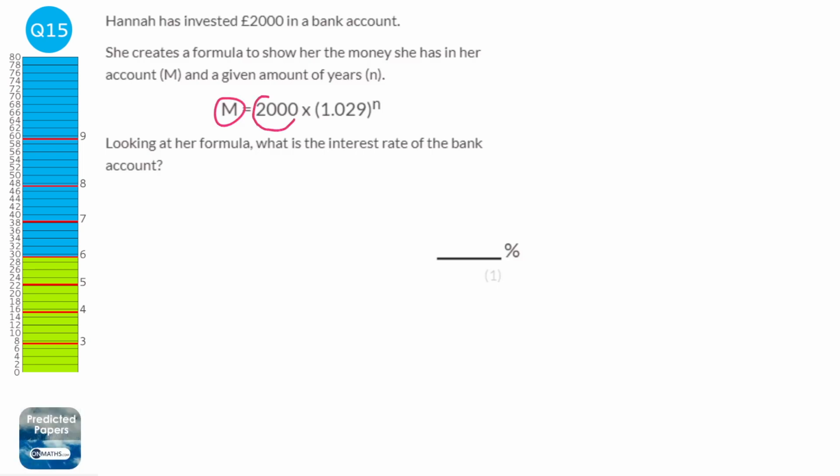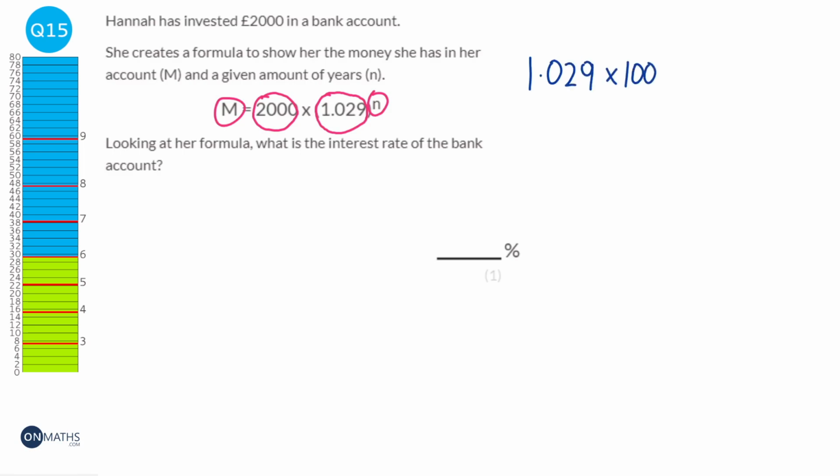The 2000 here is our initial amount. The decimal in here is our multiplier, and the power here is the amount of years. So the way multipliers work is they are the percentage divided by 100. So if we go the other way and times it by 100 to make it back into a percentage, it will be 102.9%. Now it says, what is the interest rate of the bank?